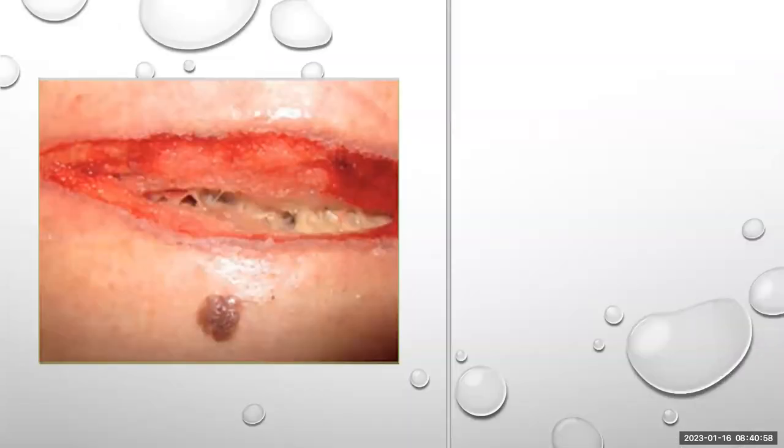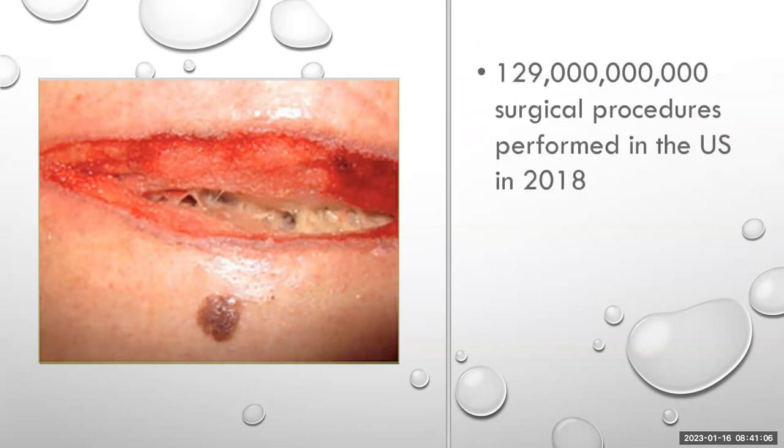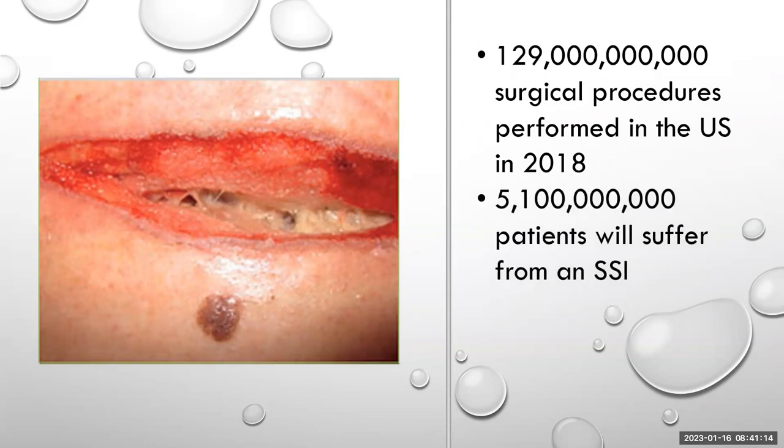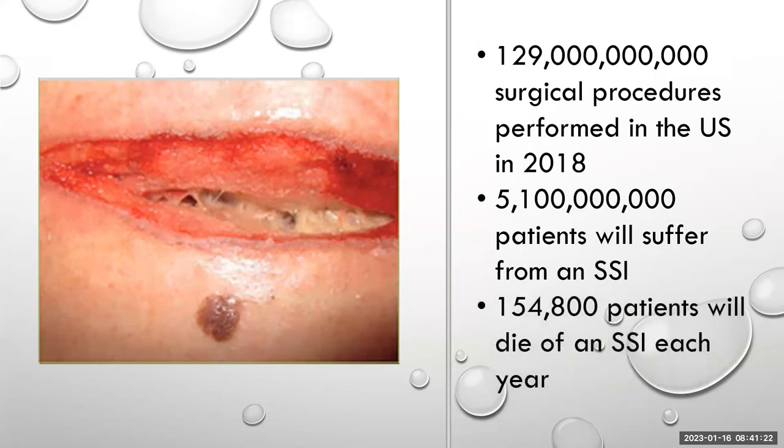Here you see a picture of an SSI. SSIs are the leading cause of readmission to the hospital following surgery. In 2018, there were 129 surgical procedures performed. Now that means that up to 5.1 million patients suffered from an SSI. And approximately 154,800 patients died as a consequence of the SSI. This is clearly something that we need to be very aware of.